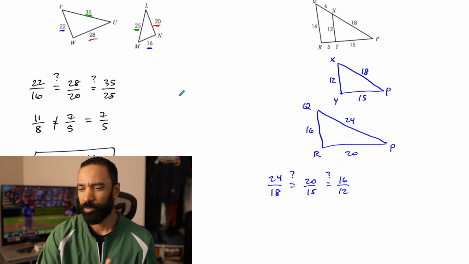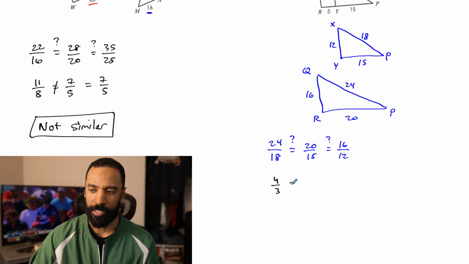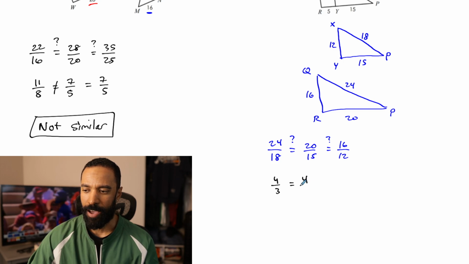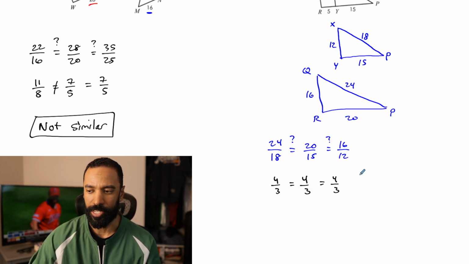Is that true? 24 over 18 reduces to 4/3. Divide them both by 6. 20 over 15 divided by 5, you get 4/3. Looking good. Divide these by 4, and you do get 4/3. That all checks out.